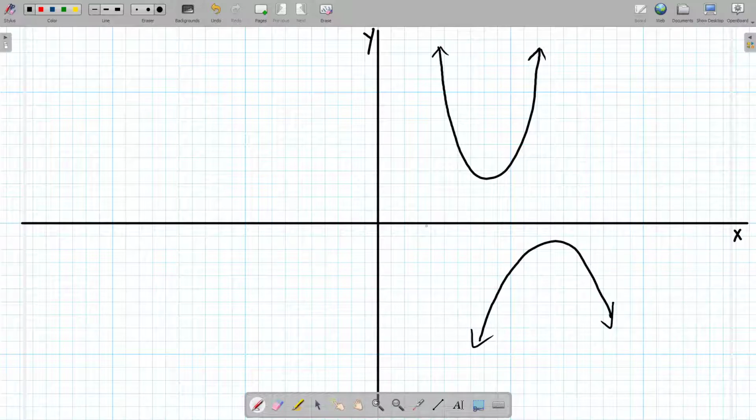There are a number of properties to look at with a parabola depending on how it looks. We have the point where it makes its turn. Right here, where it changes from decreasing to increasing, or it changes from increasing to decreasing. This point is called a vertex.